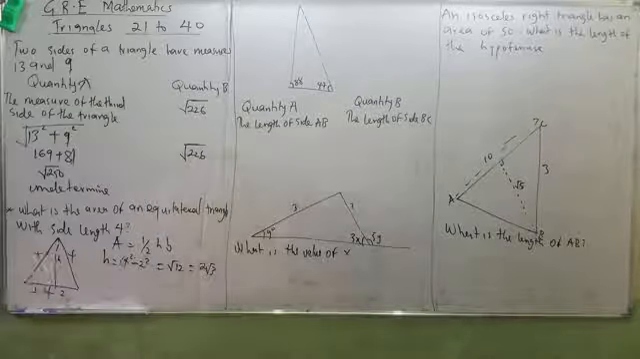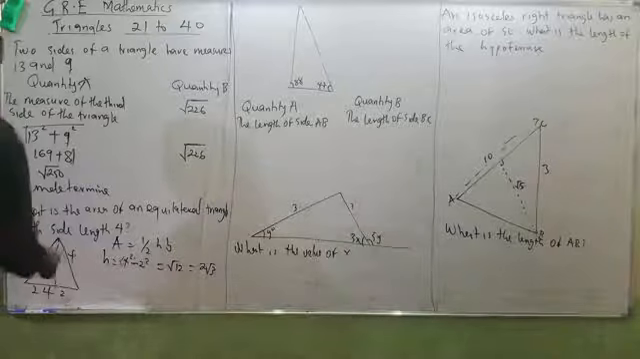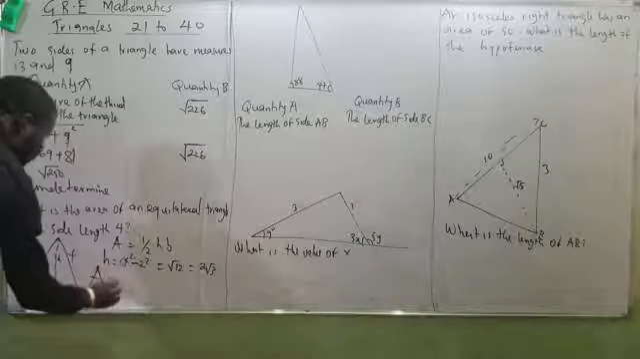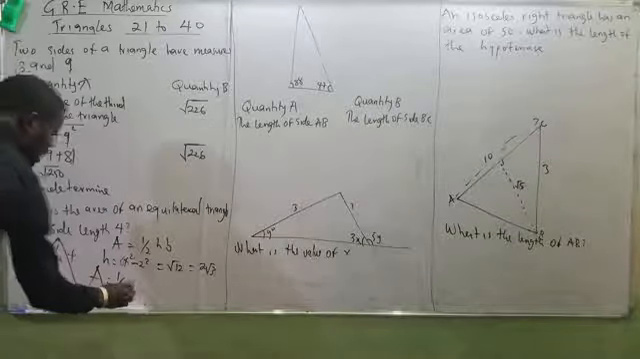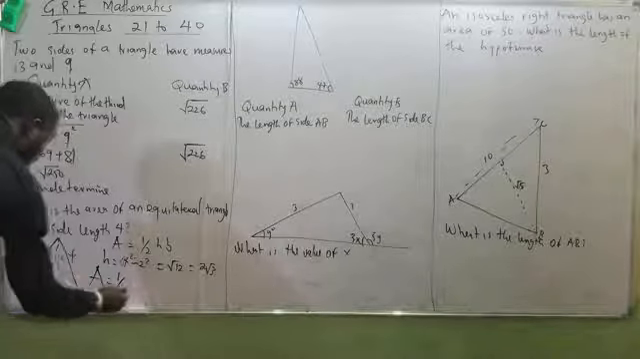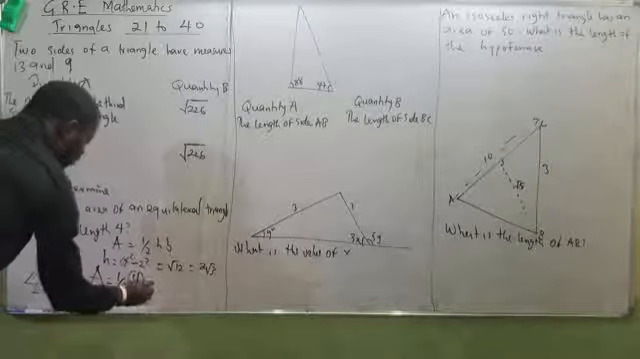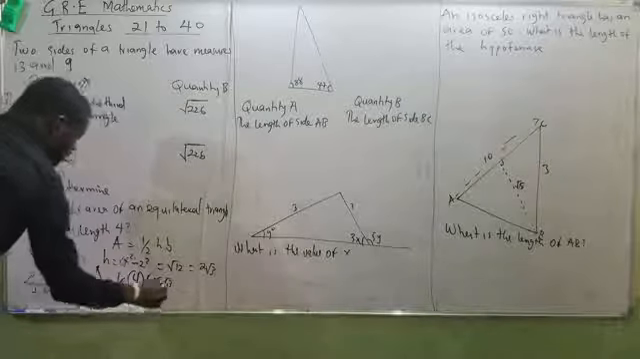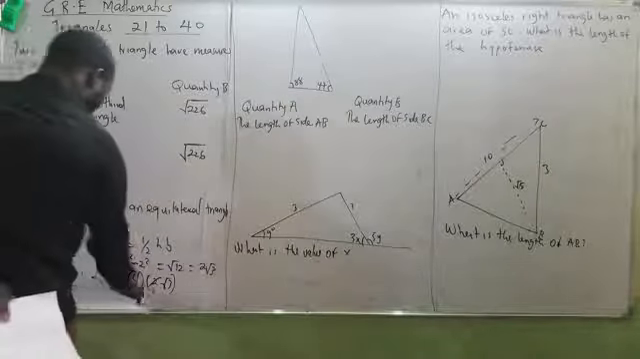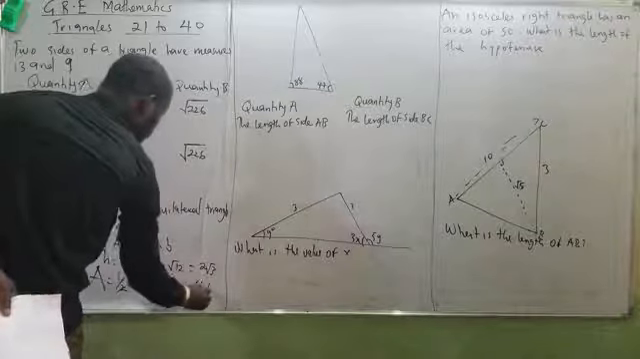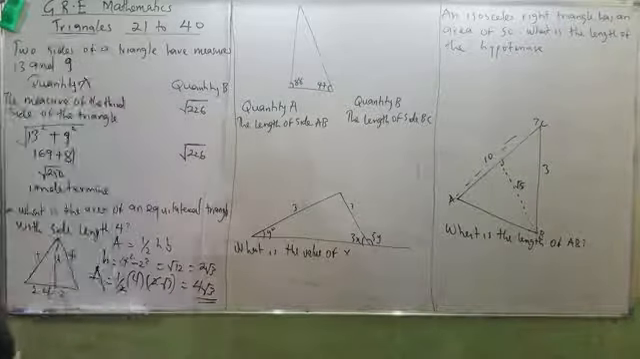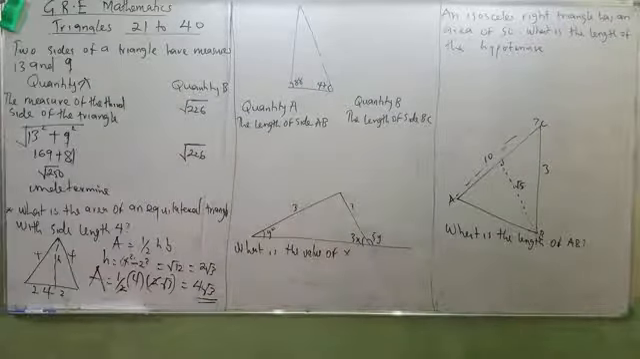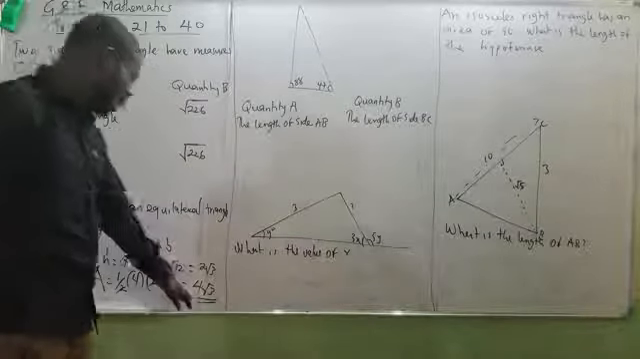Since I have 2 root 3, I want to find the area now. My area will be equal to 1 over 2, base is 4, times 2 root 3. This will cancel this, and I'll be having 4 root 3. That is my answer. The area is 4 root 3.